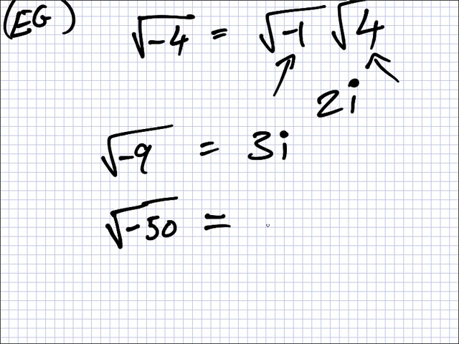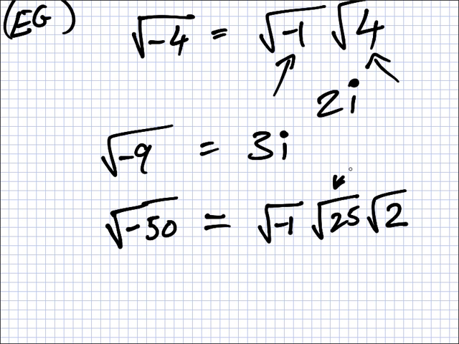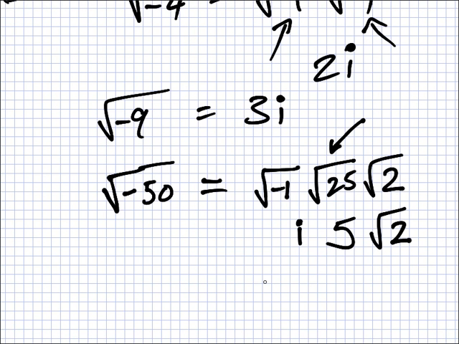So square root of minus 50, right, is the same as square root of minus 1, square root of 25, square root of 2. Because 50 is 25 times 2. Now the reason I did that, some of you will spot, is because we know the square root of 25. What is it? 5. And the square root of minus 1 is i, and this is still just root 2. So you could clean it up. You could say the answer is 5 root 2 i.